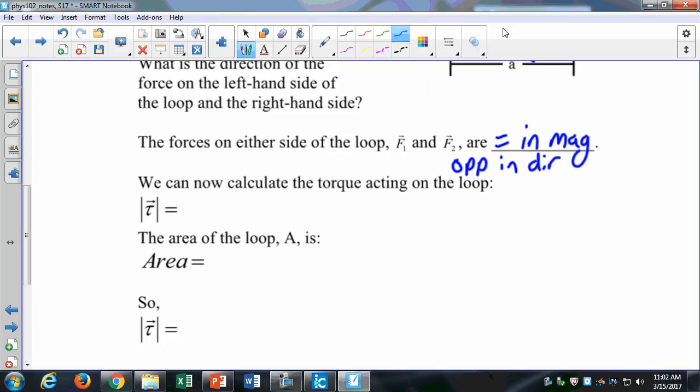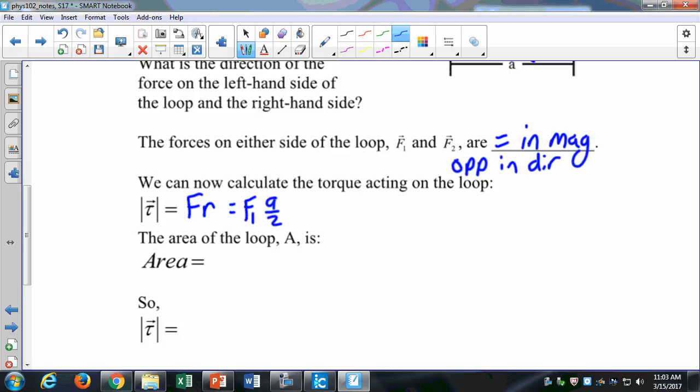We can calculate the torque. The torque, if you recall, is F times R. And so it's going to be F1 times A over 2. Don't worry too much about this derivation. You have the final equation for torque on your equation sheet, which you do need to worry about. But as far as this derivation, I just want to show it to you.